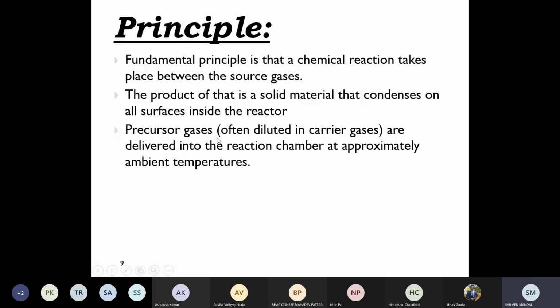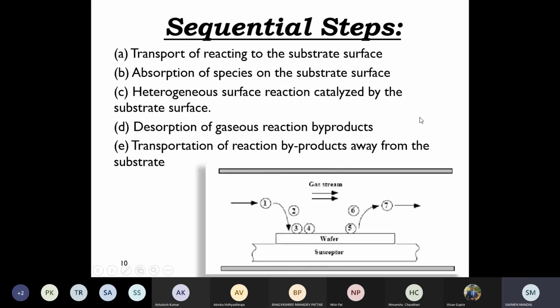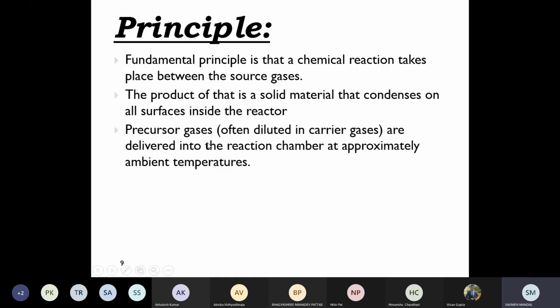Precursor gas is often diluted in carrier gas and delivered into the reaction chamber at approximately ambient temperature. The majority of precursor gases are costly, so that's why they are often diluted in carrier gases, and they are delivered into the reaction chamber at approximately ambient temperature.